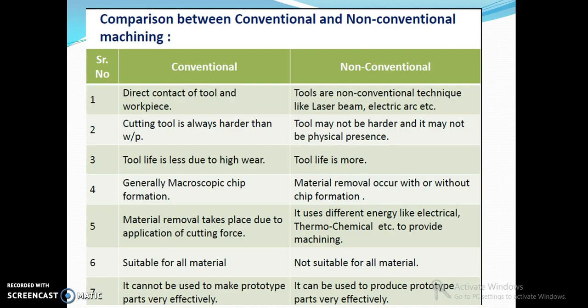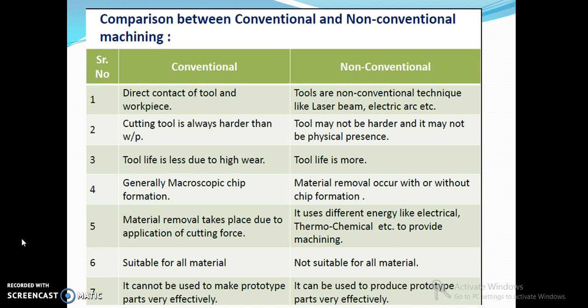In the conventional machining process, there is direct contact of the tool with the work. Take the example of a single point cutting tool while machining on a lathe machine. There is direct contact of the single point cutting tool with the workpiece. But in a non-conventional machining process, there is no direct contact of the tool with the workpiece. Take the example of laser beam or electric arc machining. These are examples of non-conventional machining processes. This is the basic difference between conventional and non-conventional machining processes.